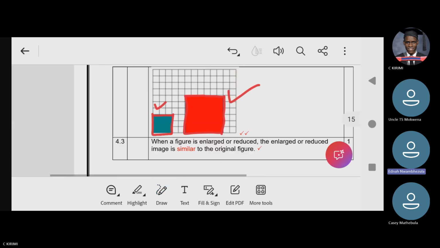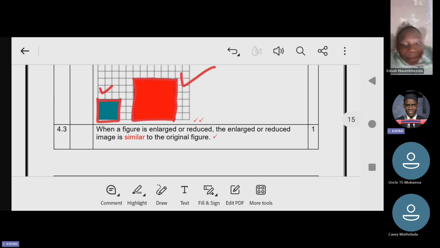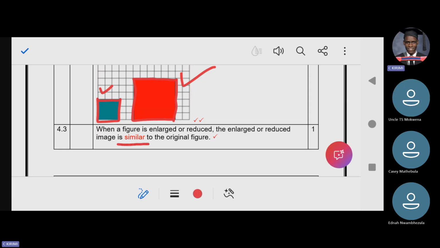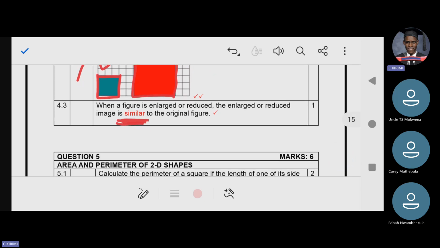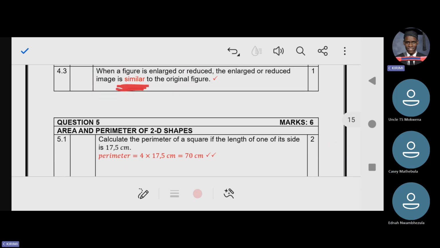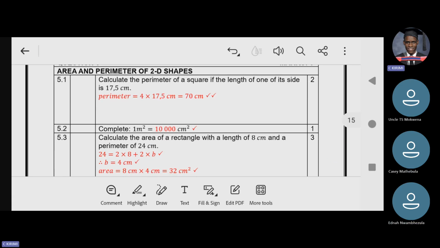So when a figure is enlarged or reduced, the image is always similar to the original. It's not congruent. Whenever you enlarge the small figure to this one, the shape is always similar. They are not of the same size, but they have the same shape, but different sizes.